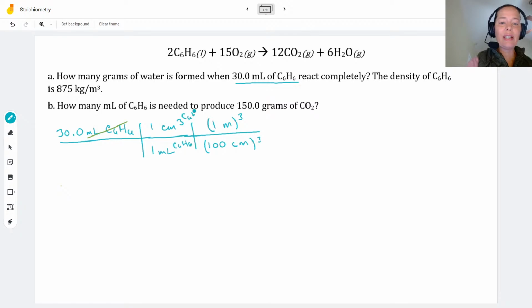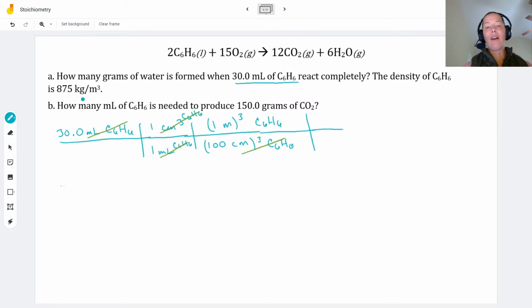This is still C6H6. All of these are C6H6 because we're going to convert between molecules. So I need to be very specific here. Okay, so my milliliters have canceled. Now my centimeters cubed have canceled, and now I have meters cubed. At this point, I can use my density because I have matched the unit of my density.